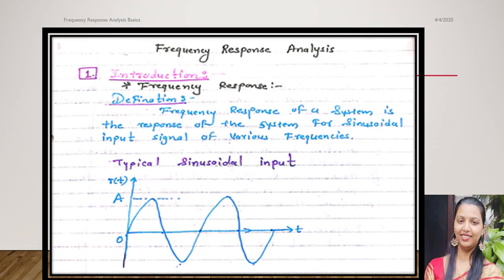In general, the sinusoidal test signal is given as shown in the figure. Here, this is the input signal r(t) and the magnitude of this sinusoidal input signal is A. The graph is plotted between the magnitude of the input signal A versus the time on the x-axis.